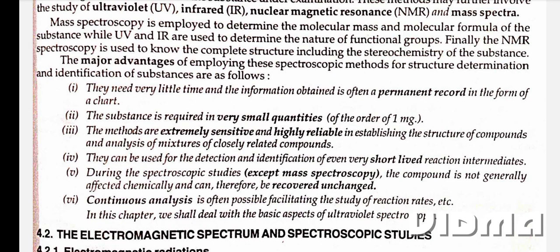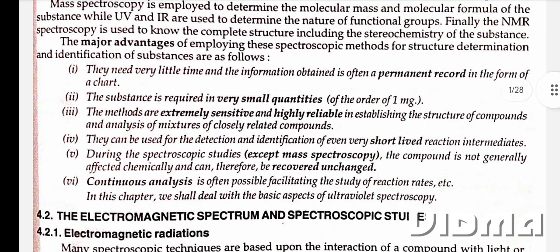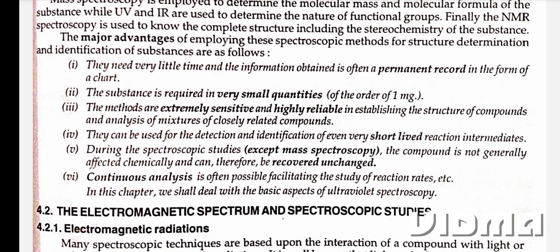The major advantages of employing these spectroscopic methods for structure determination and identification of substances are as follows. They need very little time, and the information obtained is often a permanent record in the form of a chart. The substance is required in very small quantities. The methods are extremely sensitive and highly reliable in establishing the structure of compounds and analysis of mixtures of closely related compounds. They can be used for the detection and identification of even very short-lived reaction intermediates.